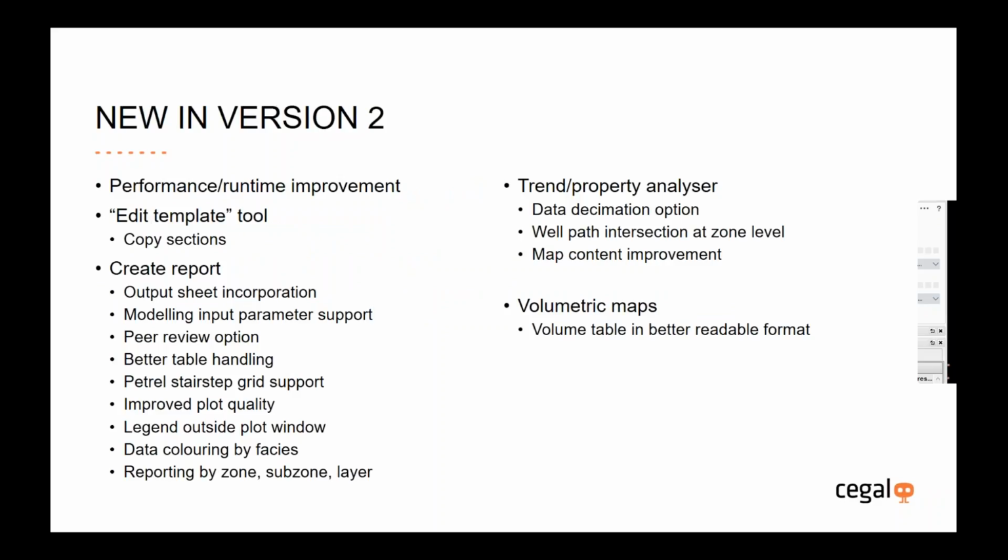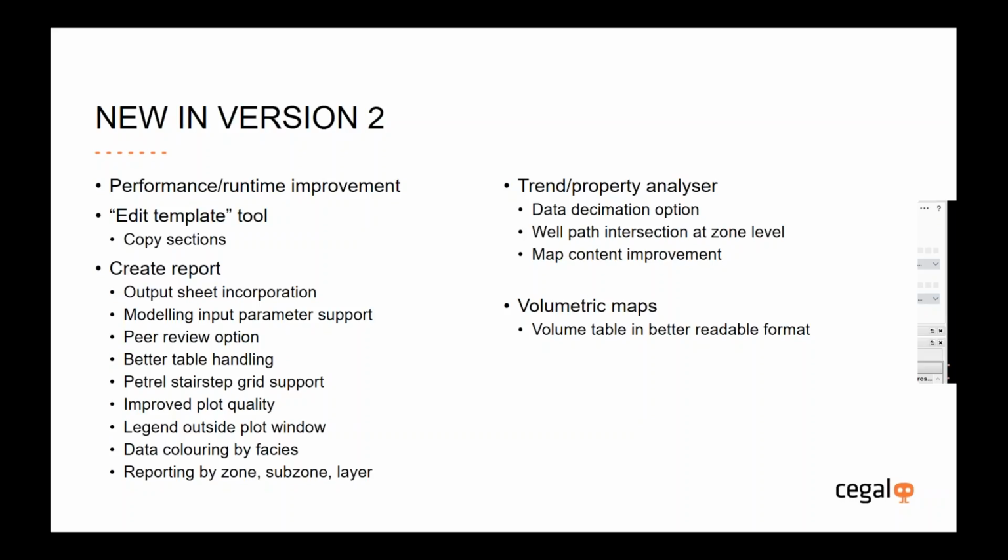New in version 2, the biggest improvement, I think, is performance and runtime, so it runs much, much faster than version 1. You now also have an edit template tool where you create your templates. In that you can copy sections, which is very handy when you have several properties you want to extract the same information for. You just set it up once, then copy and paste it and rename it to the proper property.